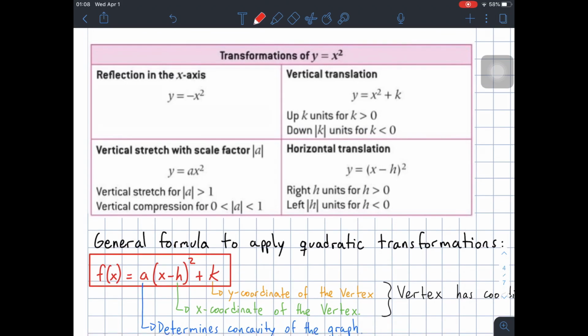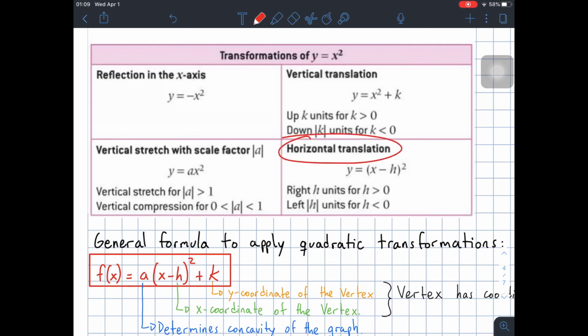Then vertical stretch with a scale factor absolute value of a. If we multiply any number to the parent function, we're going to get a vertical stretch if the absolute value of a is greater than 1, and a vertical compression if the absolute value of a is between 0 and 1.